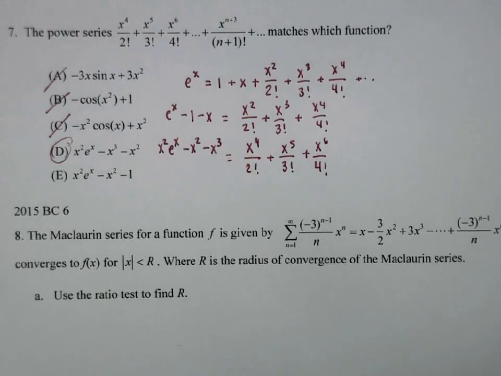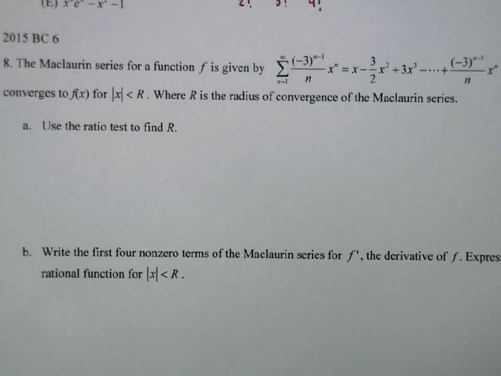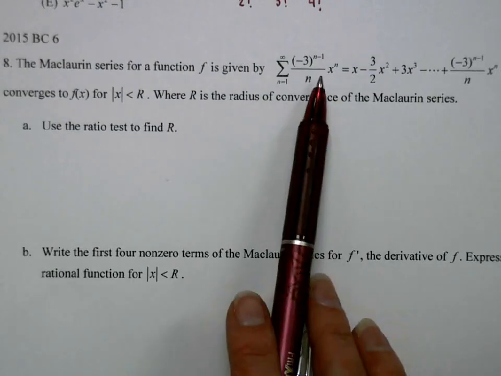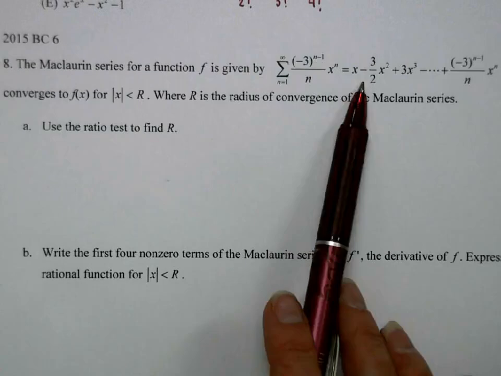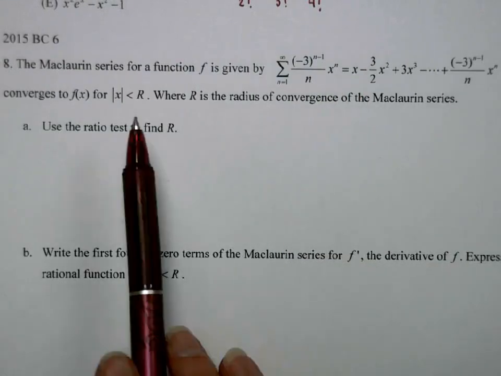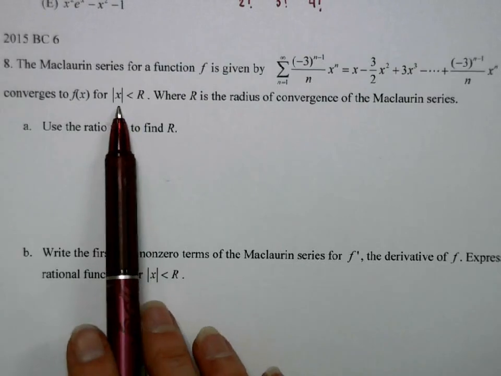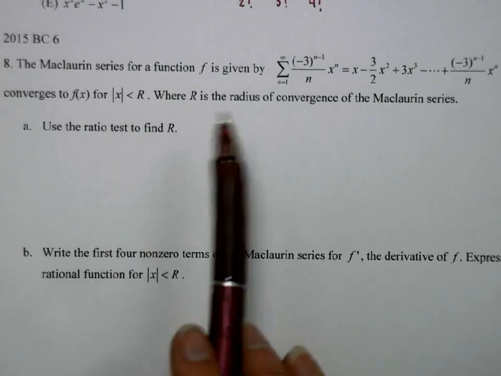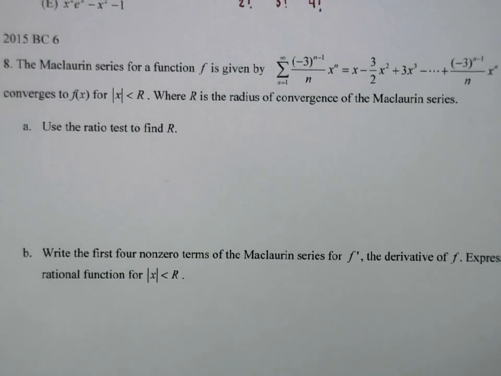Okay, so this is from the 2015 test. We have the general term for our series, and then it's expanded out a few terms here. It converges for absolute value of x less than r, where r is the radius of convergence. So first we're going to find the radius. We'll use the ratio test as it says.